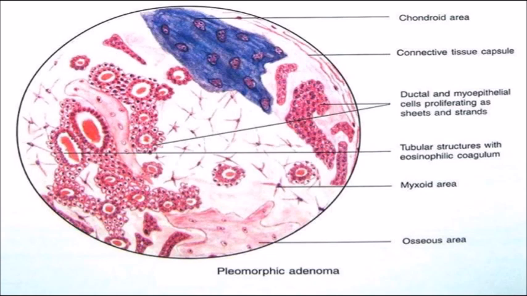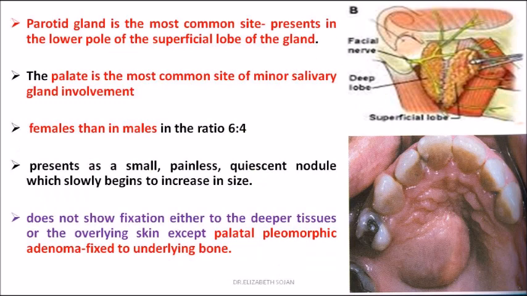Understood? Now the third label: ductal and myoepithelial cells are proliferating as sheets and strands. These are the epithelial components. Next, you can see tubular structures, then myxoid areas, which are a connective tissue component, and osseous areas are also visible, which is also a connective tissue component. Now clear? So why is it called a mixed tumor? Because it contains both epithelial as well as connective tissue components, and it is a partially encapsulated tumor. Now, if we look into the location of pleomorphic adenoma among salivary gland tumors, the most common location is the parotid gland.